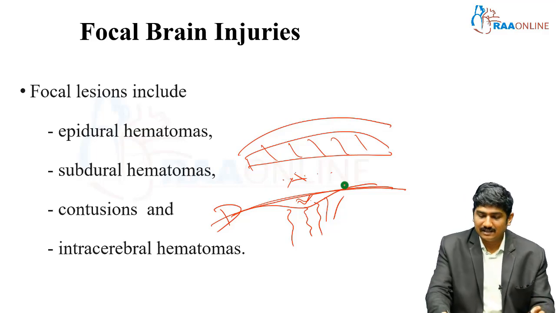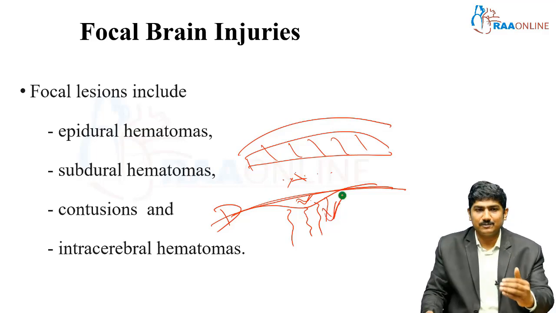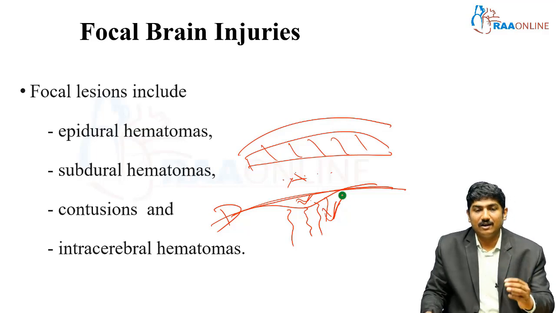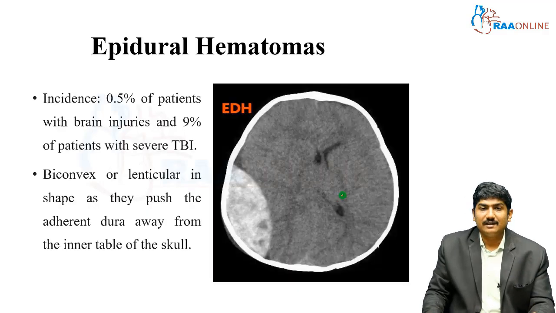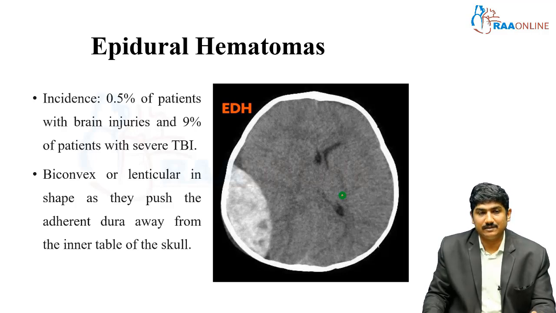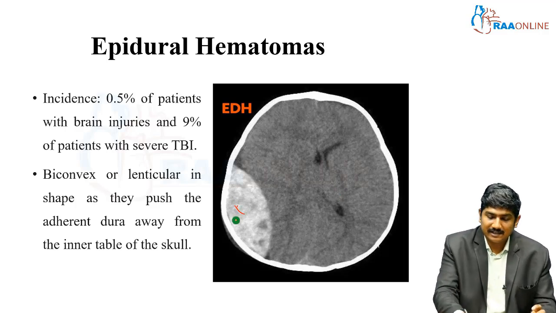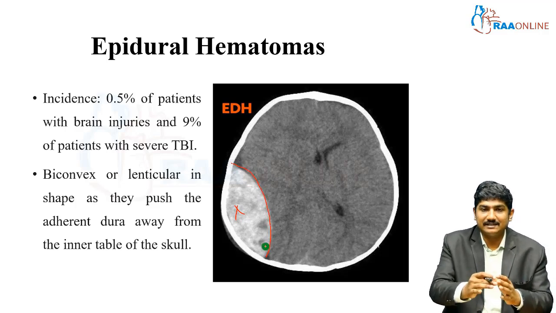These bridging veins can rupture causing subdural hematoma. And there can be direct contusion over the brain or intracerebral hematomas also can be present. So these are the focal brain injuries. Coming to the epidural hematomas, incidence is around 0.5% of patients with brain injuries and 9% of patients with severe TBI. It usually is biconvex and lenticular in shape as they push the adherent dura away from the inner table of the skull. So this blood is actually trying to strip off this particular dura away from the skull. That's the reason it's looking like this.